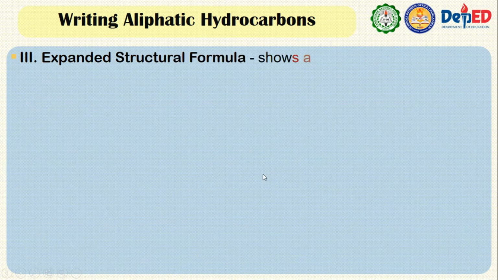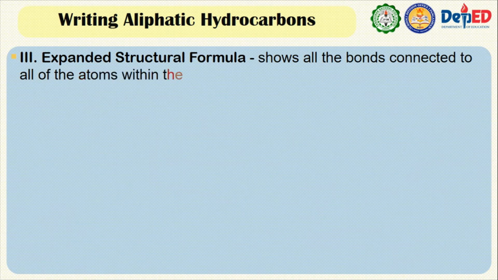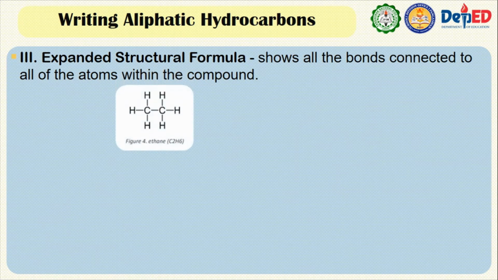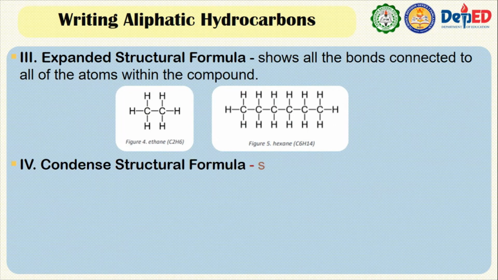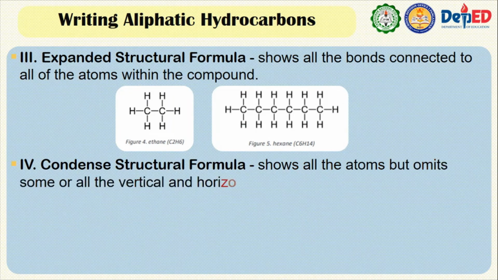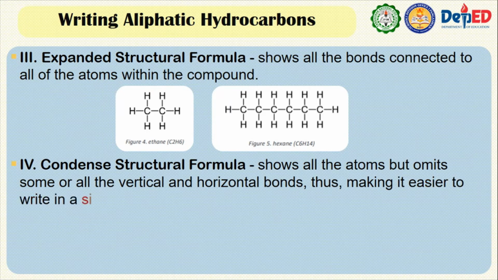Another way is through expanded structural formula, which shows all the bonds connected to all the atoms within the compound. Here are the examples. The fourth way is through condensed structural formula. It shows all the atoms but omits some or all of the vertical and horizontal bonds, thus making it easier to write in a single line.